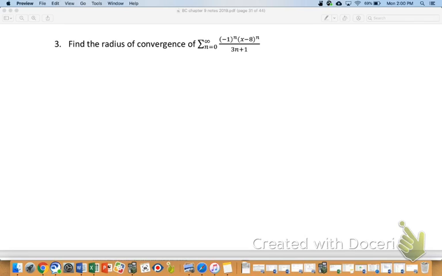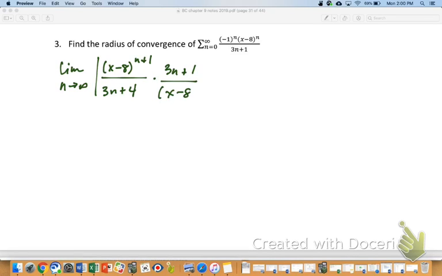So we do the same thing, limit as n heads towards infinity of, we don't need the alternating element, but it'd be x minus 8 to the n plus 1 over, this would be 3n plus 4, times 3n plus 1 over x minus 8 to the n. We want that to be less than 1.